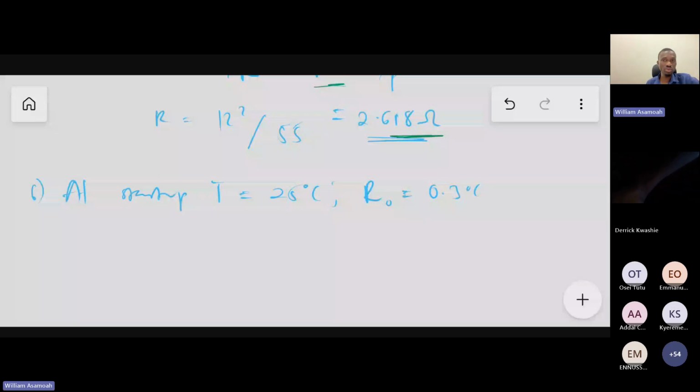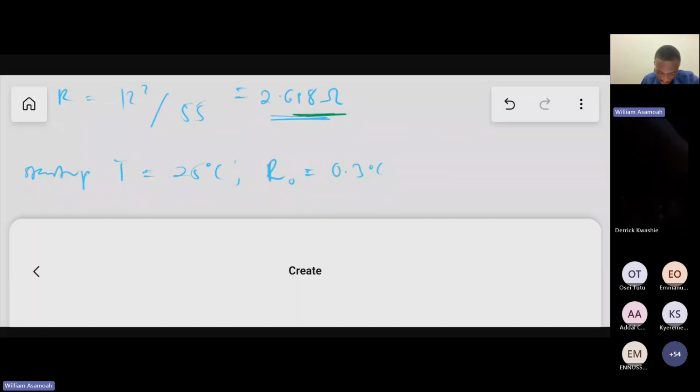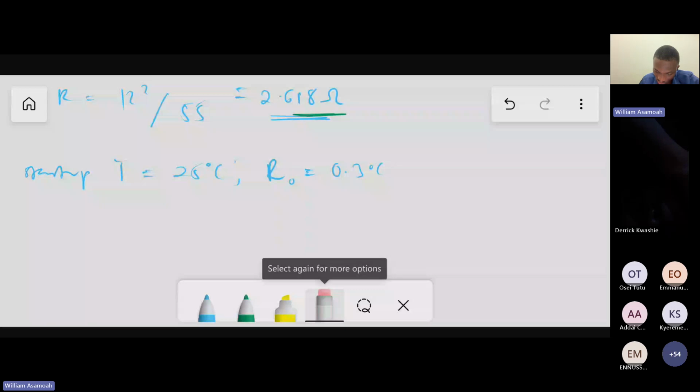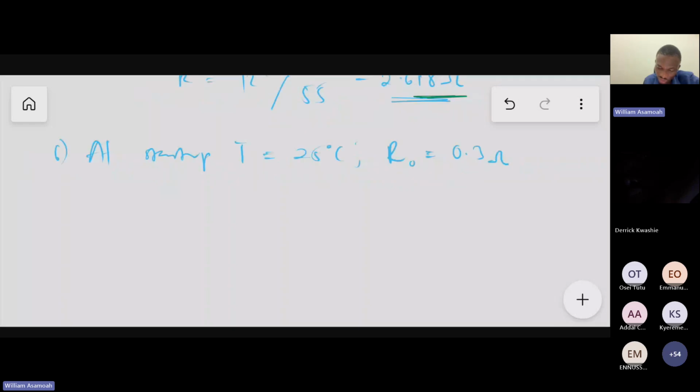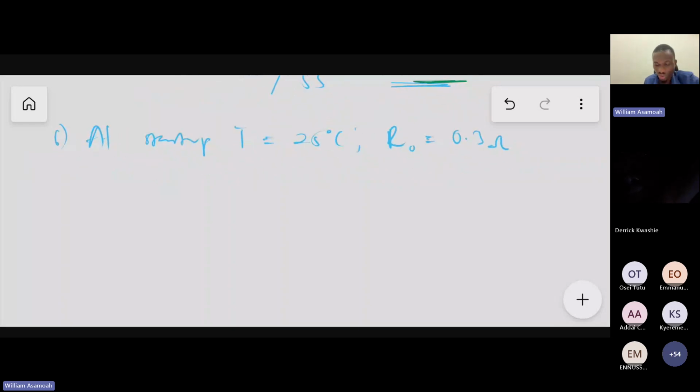0.2, 0.3 ohms. There are calculations we use to estimate the resistance at room temperature, but just for the case of the course, let's take it to be 0.3 ohms. Sorry, 0.3 ohms, not degrees Celsius. I think that may be where you guys are getting the confusion from. So 0.3 ohms.